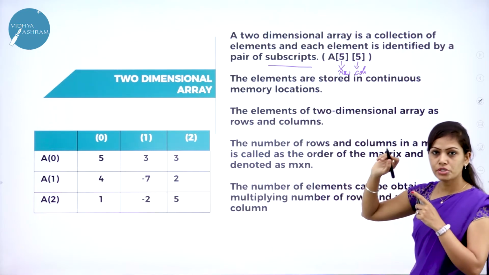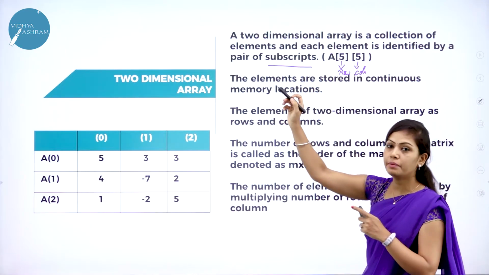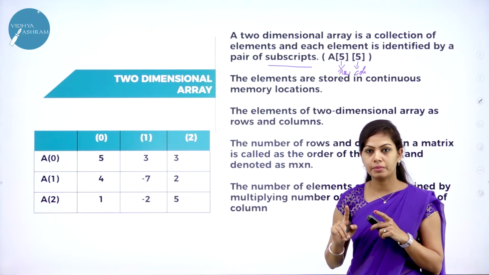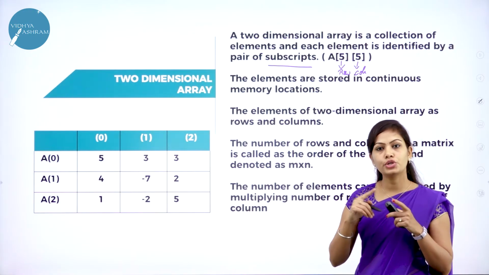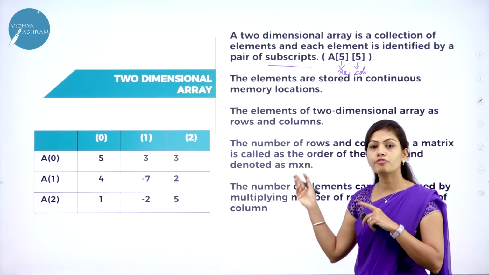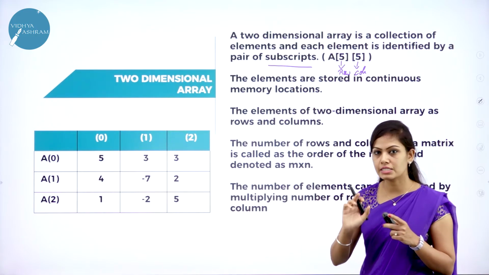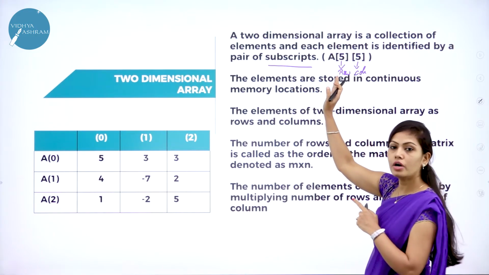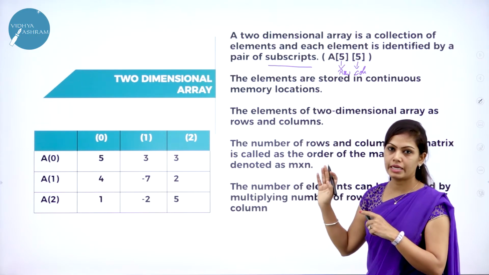So, a two dimensional array is a collection of elements, where each element is identified by a pair of subscripts. In one dimensional array, it consists of only one subscript. In two dimensional array, it consists of a pair of subscripts or index values. If it consists of a pair of subscripts or index values, we can tell it is a two dimensional array.